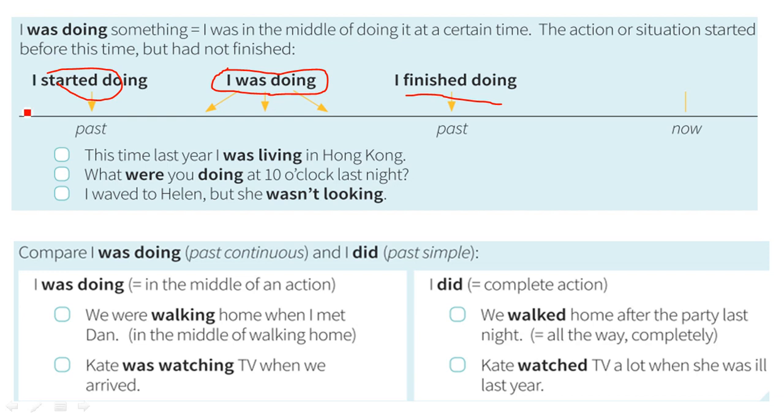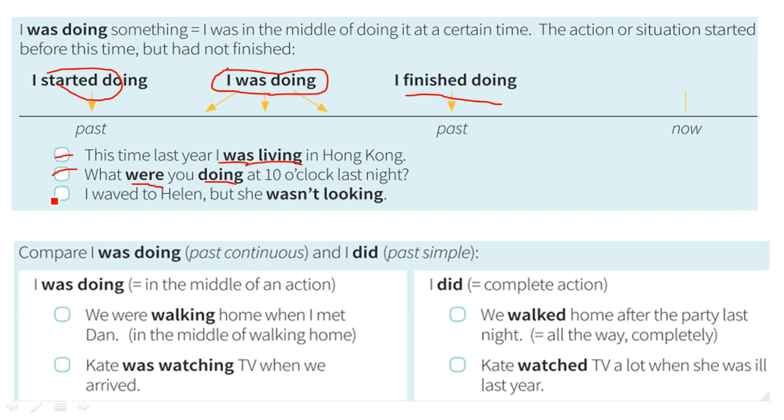Let's focus on another example to consolidate the past continuous. This time last year, I was living in Hong Kong. The past continuous is I was living: the past of the auxiliary verb, was, and living, verb plus ing. The second example: what were you doing at 10 o'clock last night? The past continuous is composed of were plus doing, the auxiliary verb were in the past, and the verb do plus ing.